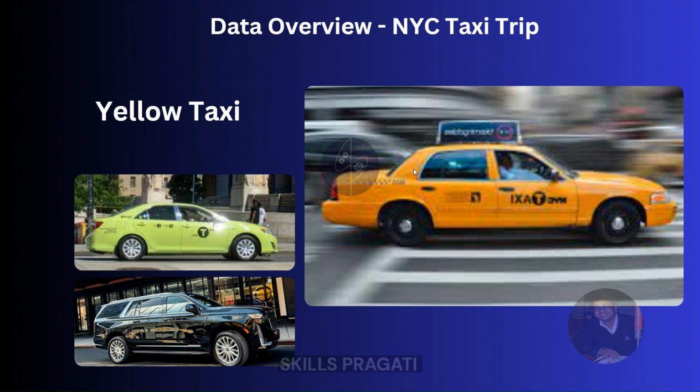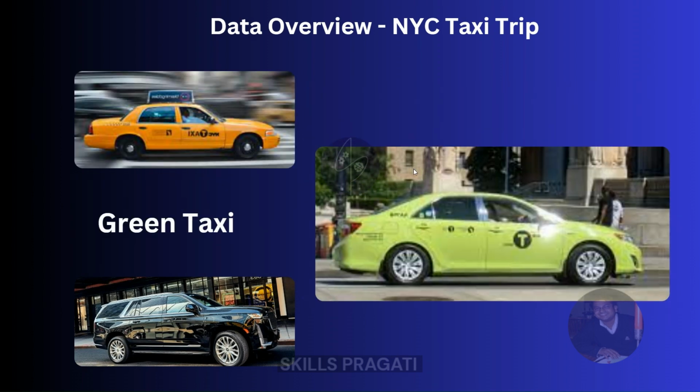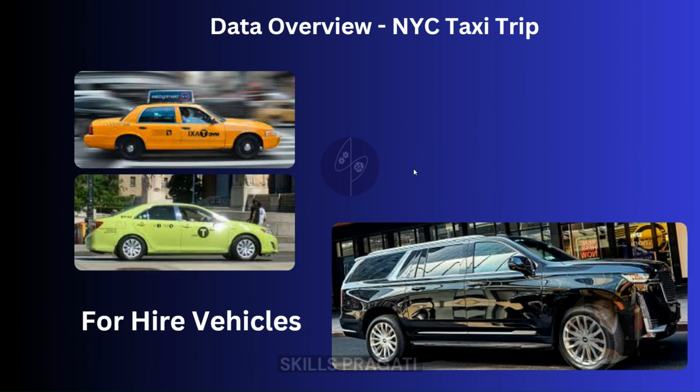The first one is yellow taxis, which are only allowed to pick up passengers from the inner city. The next one is green taxis. They, on the other hand, are only allowed to pick up passengers from the outer boroughs, but they can drop them anywhere in the city. Then we have the for-hire vehicles, which operate throughout the city.